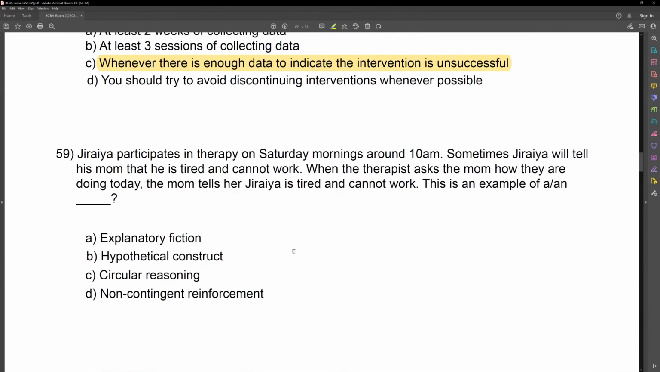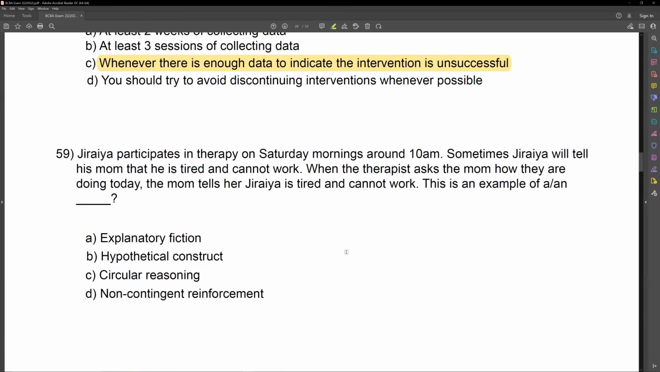So let's break these down, right? Explanatory fictions and hypothetical constructs kind of go hand in hand. Hypothetical constructs are things like ego, laziness, things that we can't really observe, but labels that we give to certain behaviors. Can you observe ego? No, but you might say, well, you're just being egotistical. Can you observe laziness and frustration? Not really, right? But you might say, well, you're just being lazy today. You're just being frustrated today.